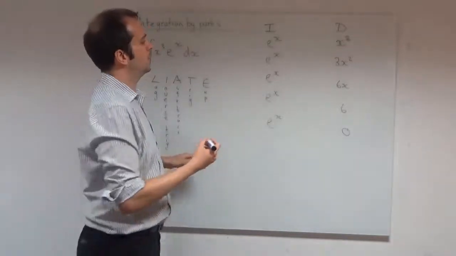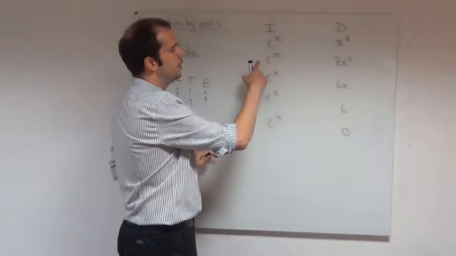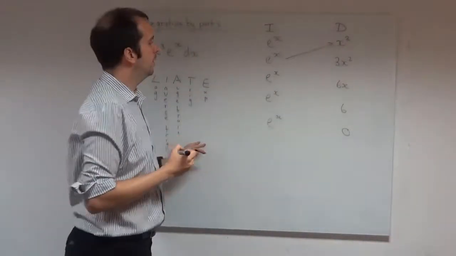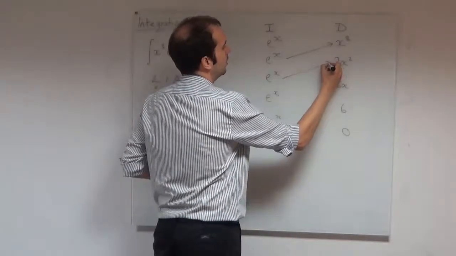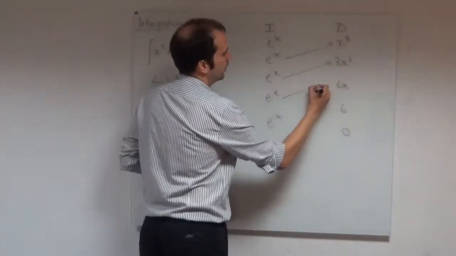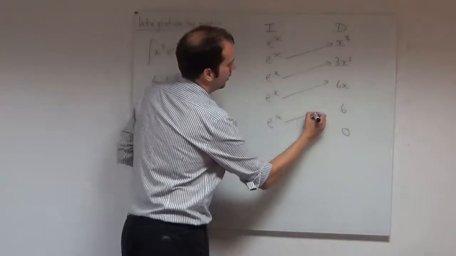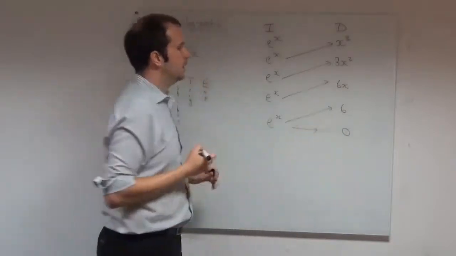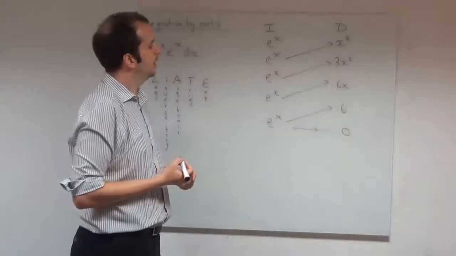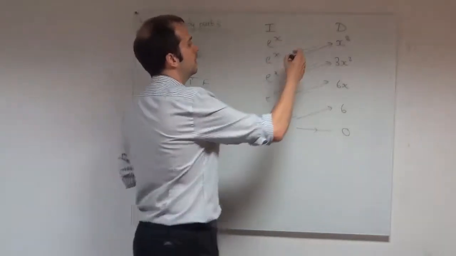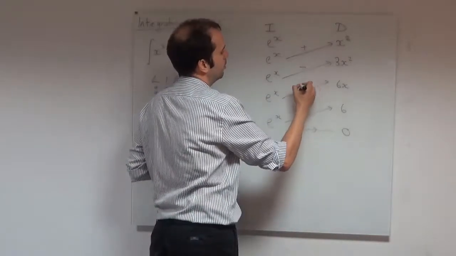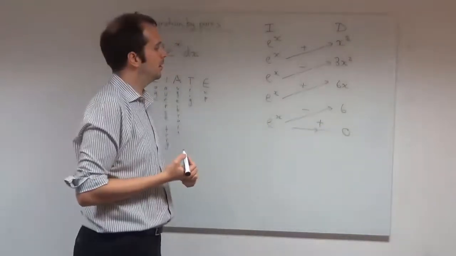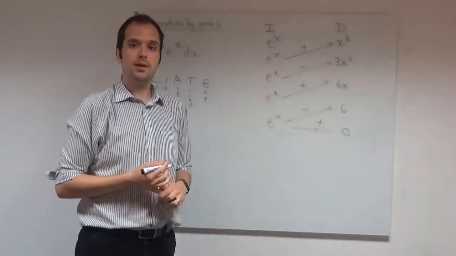The ID method tells us to draw a line from the second term up to the first term in the D column. Then the third term up to the second term, fourth term up to the third, fifth up to the fourth, and then there's a line that goes across at the end. And then what we have is a series of plus, minus, plus, minus, plus signs, and I'll show you where they come in a second. And that's almost our answer done.